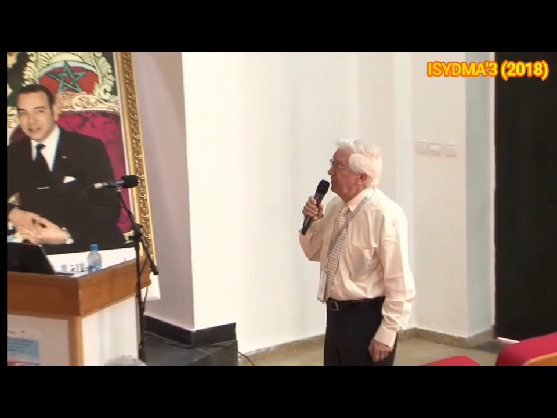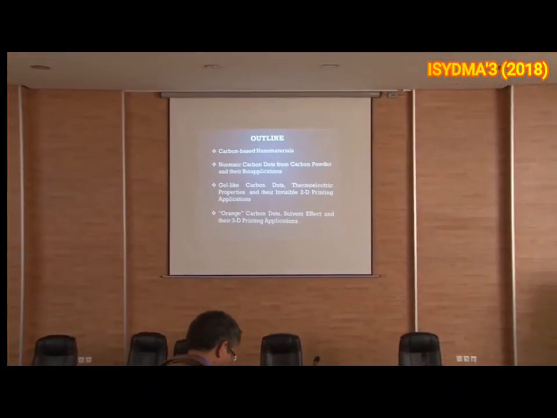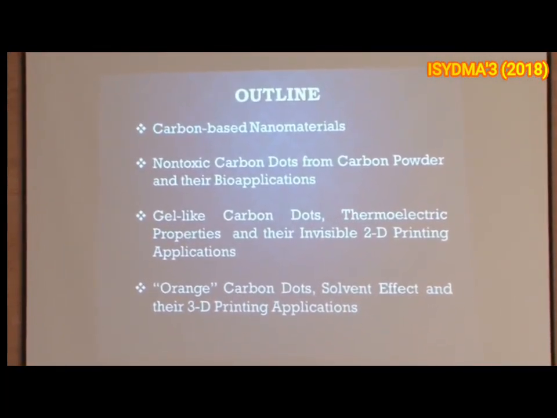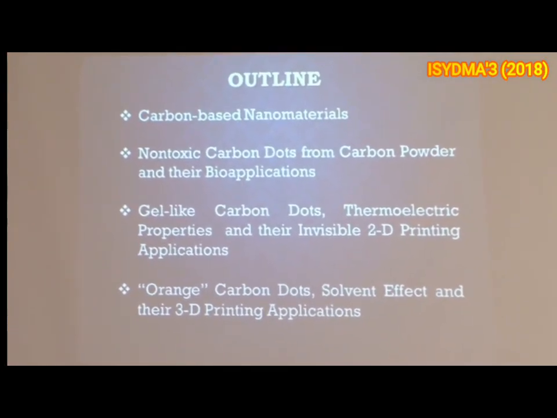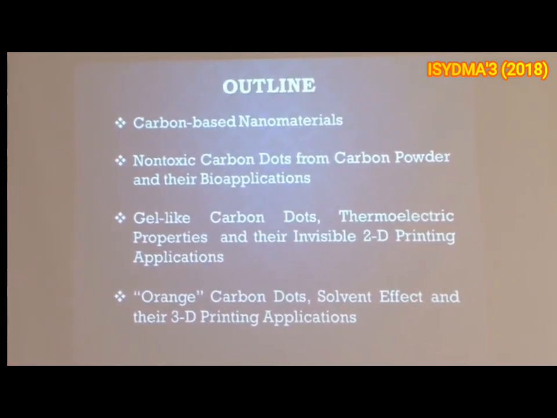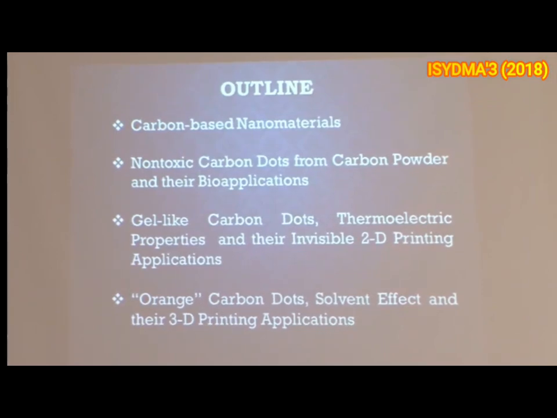The way to organize this seminar is first carbon dot materials that we know, followed by 3 preparations of different carbon dots. You have to keep in mind when you prepare carbon dots, it is very important to think about the application. The first one would be from carbon powder. The second one is what we call gel-like, and this is quite important because it can be used for thermoelectric properties. And finally, the orange carbon dots, another preparation, which is linked to the 3D printing that we performed recently, about 6 months ago.